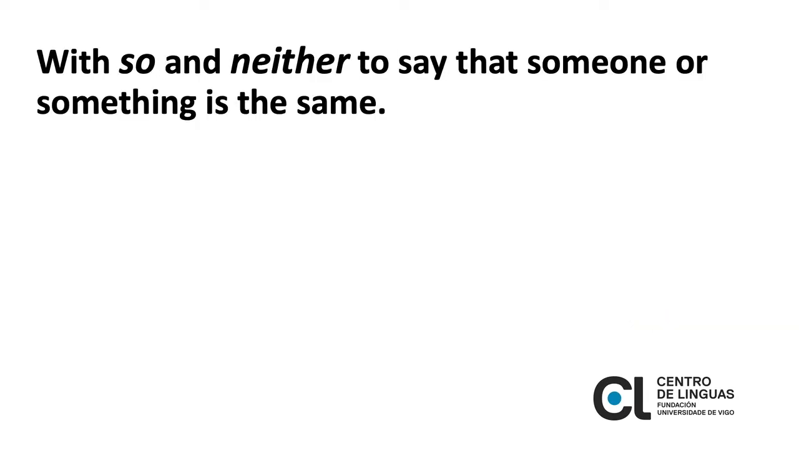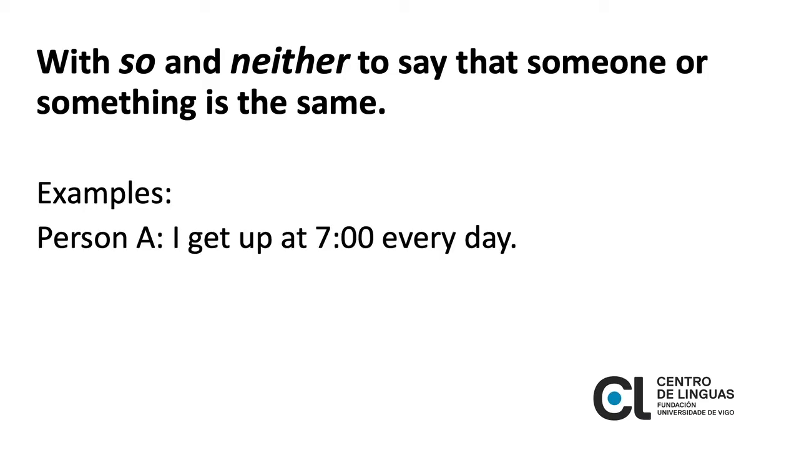We can use auxiliary verbs with so and neither to say that someone or something is the same. Let's look at an example. A person says, I get up at 7 o'clock every day. The second person, person B, agrees. They are the same, so they say, so do I. Okay, do replaces the verb get up, and we invert it with the subject I. Okay, we're saying so because we agree with that affirmative sentence. Here's the inversion.